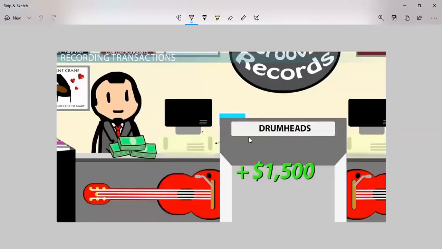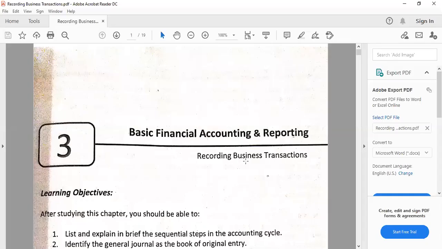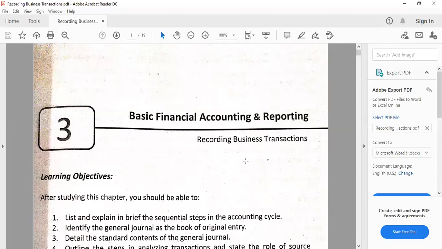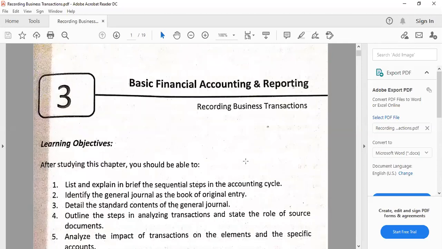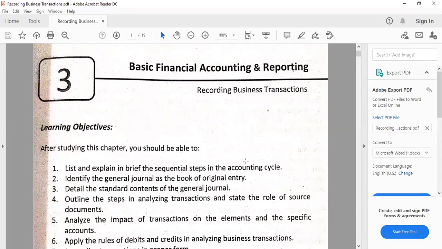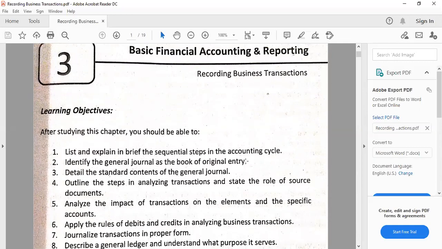Good morning, everyone. For this session, I'm going to discuss the recording of business transactions. The recording of business transactions is actually chapter 3 of the Basic Financial Accounting and Reporting book, which would tackle three steps in the accounting process.